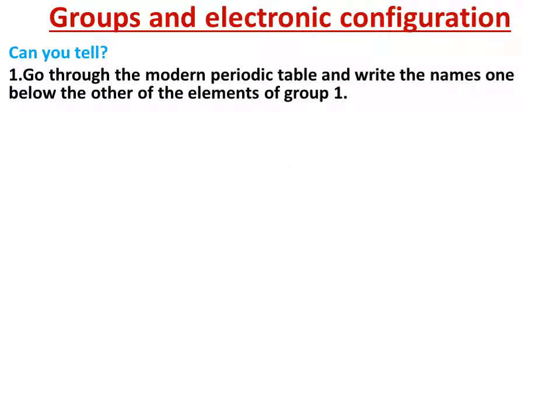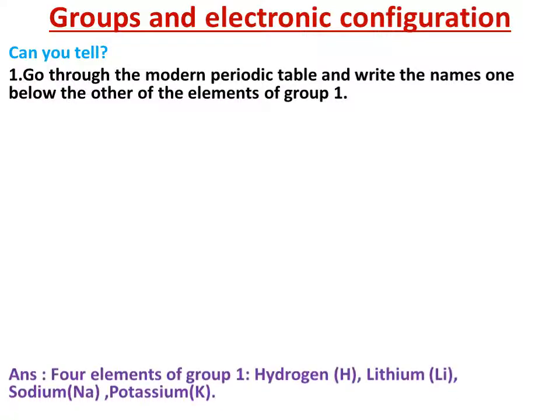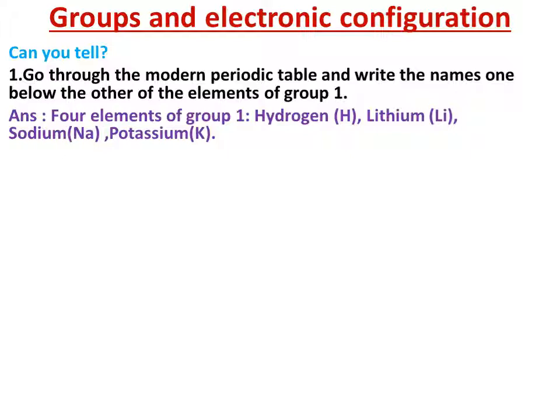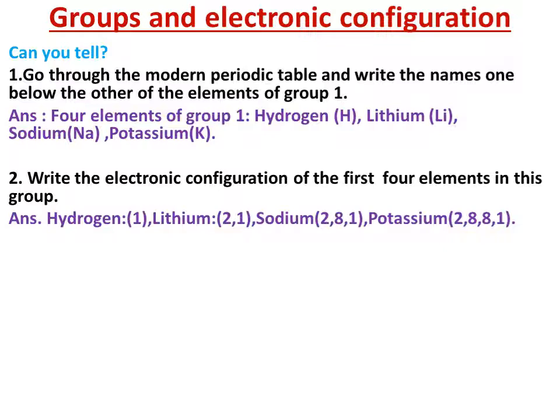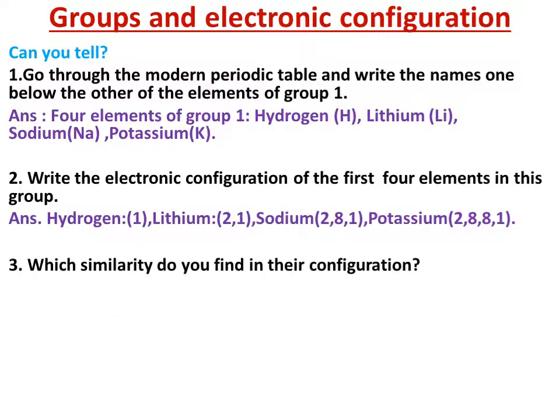Before studying groups and electronic configuration, we are going to study the Can you tell questions. Go through the modern periodic table and write the names, one below the other, of the elements of group 1. Four elements of group 1: hydrogen, lithium, sodium and potassium. Write the electronic configuration of the first 4 elements in this group. Hydrogen 1, lithium 2,1, sodium 2,8,1 and potassium 2,8,8,1.